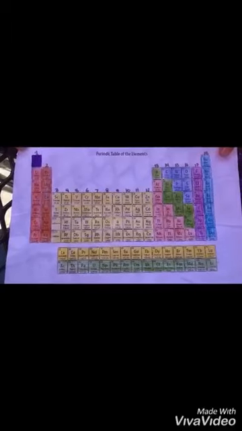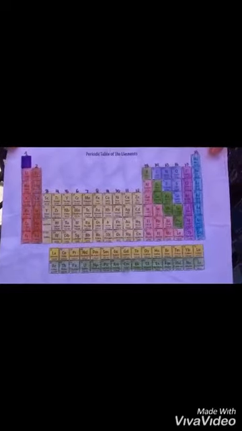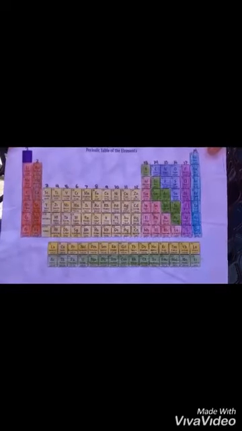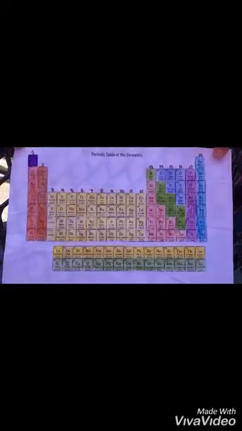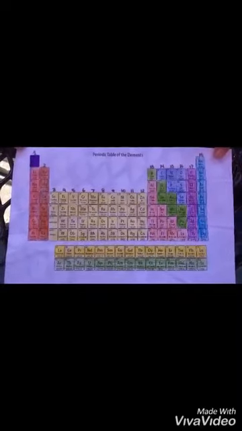Groups 3 to 12, transition metals. These metals have a moderate range of reactivity and a wide range of properties. In general, they are shiny and good conductors of heat and electricity. They also have higher densities and melting points than groups 1 and 2.